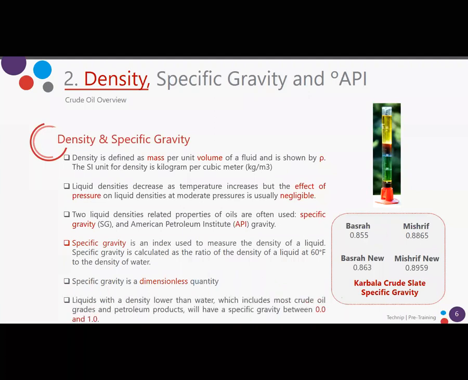Liquids with a density lower than water, which includes most crude oil grades and petroleum products, will have a specific gravity between 0 and 1, okay? It is important to remember these concepts, because we will use this specific gravity to calculate the API degrees. So remember, the specific gravity is a ratio between the density of the crude oil, or any liquid, divided by the density of the water at a reference temperature.